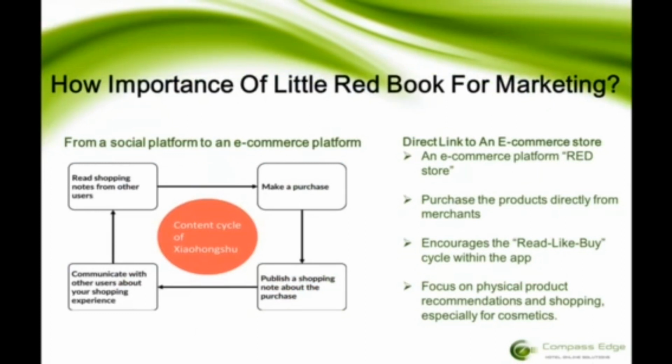Another element is the direct link to the e-commerce store. Little Red Book started out as a drafting tool for Chinese users to make fashion and beauty shopping lists before traveling overseas. Essentially, it was just a content sharing platform targeting Chinese shoppers to share shopping experiences. It delivered a closed shopping circle on the cross-border sales of luxury items. Little Red Book is a shopping app, however, it's only focused on physical products, with tips on buying those products online in China. It is still product recommendation and shopping, especially for cosmetics.